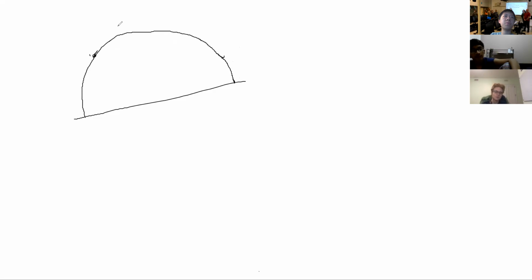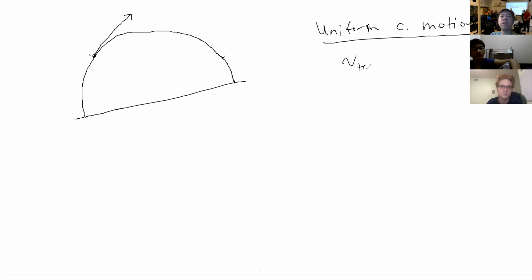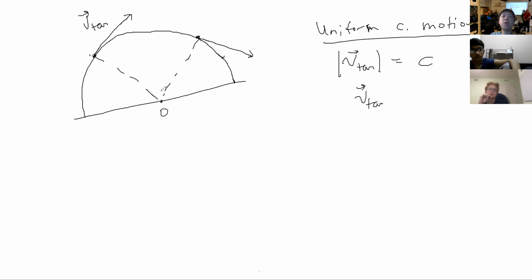So first of all, in uniform circular motion, we're given that the magnitude of V10 is constant. It's equal to some constant C. However, the vector V10 is not constant because it's always going to be tangent to a place on the circle. So let's just call this the center. And when vectors point in different directions, they're not congruent vectors, which means that V10 changes. So when V10 changes, this signifies that there exists an acceleration somewhere.